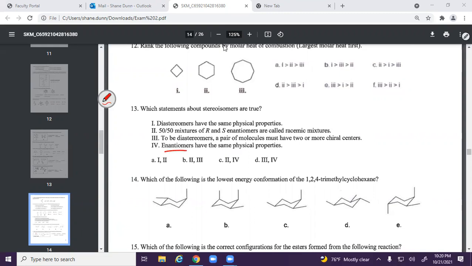These things right here have the same physical properties. That is the same mixtures. So the answer is C. So there we go.